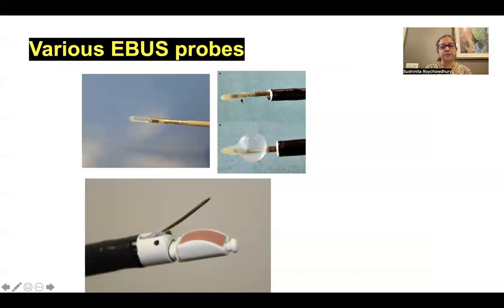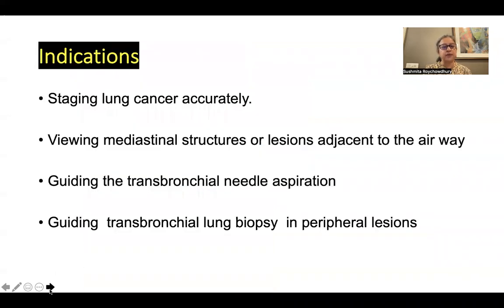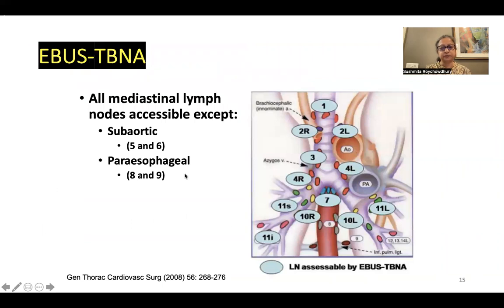So this is your radial probe, and this is your convex probe sheath coming out, and there's a balloon that you can use. Many people do not use a balloon once they get trained and accustomed to it. Staging lung cancer, viewing mediastinal structures, guiding transbronchial needle aspiration, and guiding transbronchial lung biopsy in peripheral lesions are some of the uses of endobronchial ultrasound.